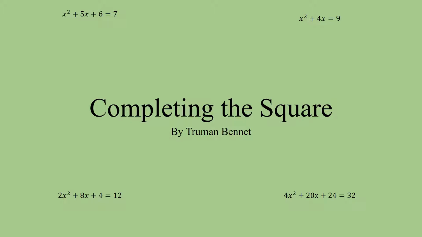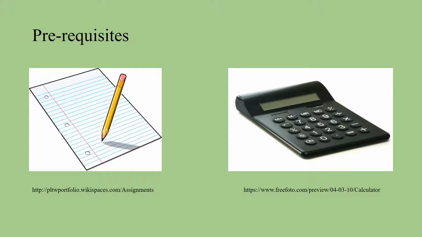In my presentation, I will explain how to complete the square by showing the 7 steps and explaining common mistakes to avoid. Before completing the square, it is important to know what is required to be able to do it. Completing the square only requires a pencil and paper to do. However, a calculator is helpful for people who might not like doing arithmetic in their head.